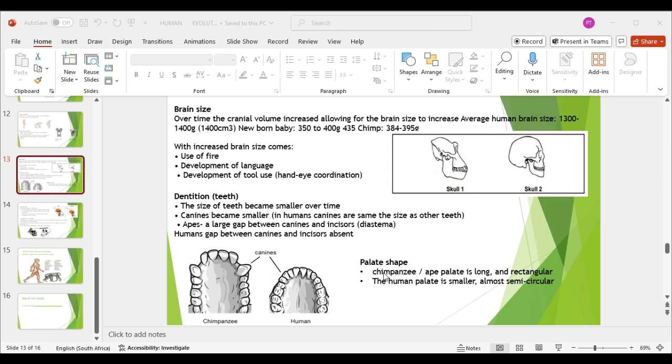We also have the palate shape. In chimpanzees, the palate is long. We can see the palate here. It's long, and in the human, it's smaller. When you see here, we have a smaller palate, which is almost semicircular.